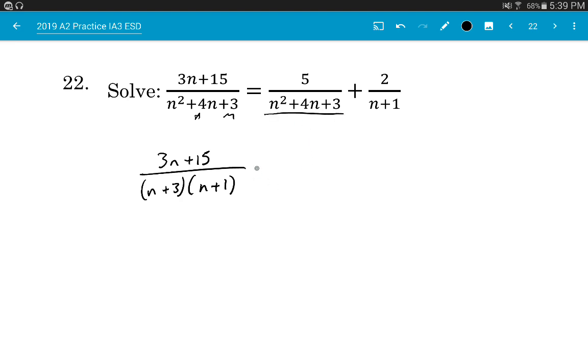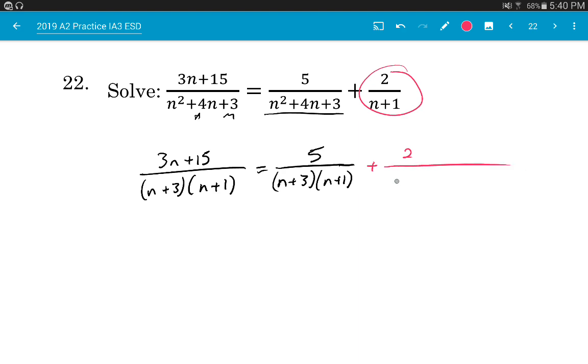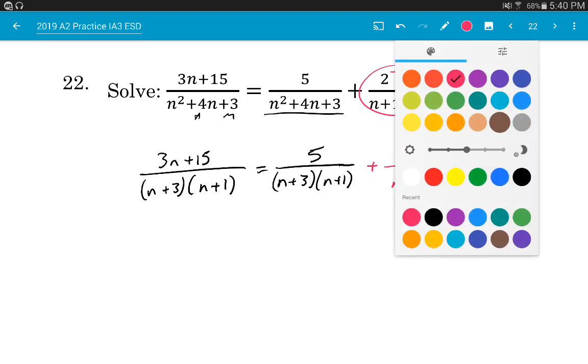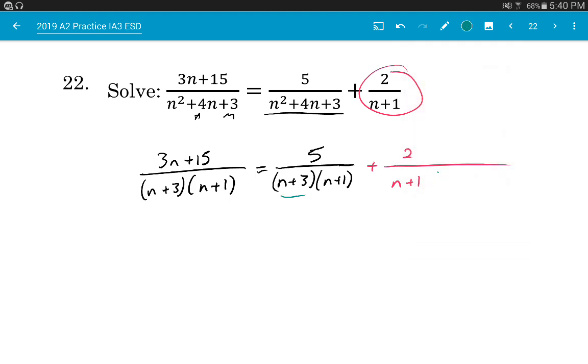This denominator is the same thing. So I get 5 over n plus 3, n plus 1. And this last one down here already has an n plus 1. So this is plus 2 over n plus 1. Now what am I missing if I want these to be common? Well, I'm missing this n plus 3. So let's add it on, n plus 3, by multiplying it on the top and the bottom. Now they all have the same denominator. So cross this out, and cross this out.